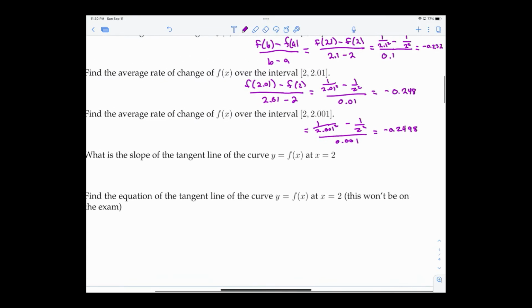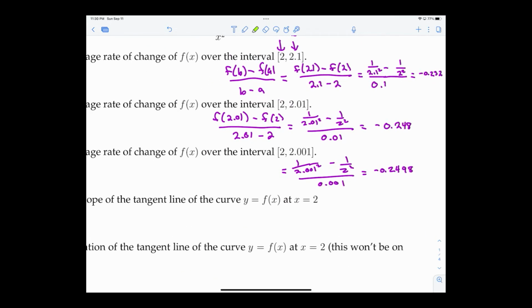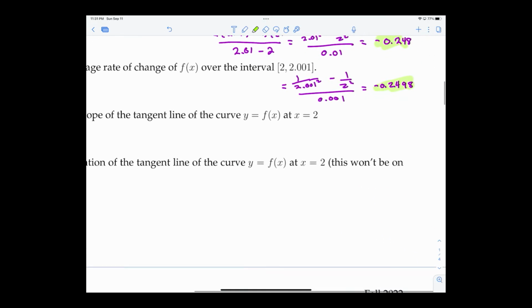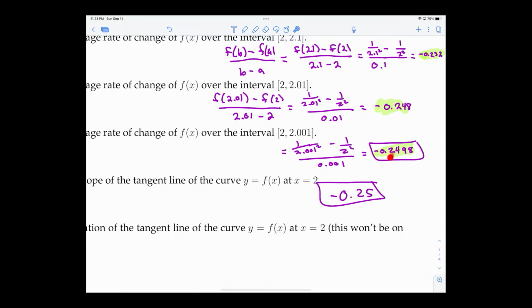Okay, and then it says to guess the slope of the tangent line to the curve at x equals 2. So the idea there is you're going to be looking at the numbers that you got for the previous answers: negative 0.232, negative 0.248, negative 0.2498. The slope of the tangent line is related to the slopes of the secant lines, right? These are secant lines. So what would I guess here? I would guess negative 0.25. Does that make sense? These numbers are heading towards negative 0.25. That's what I think.